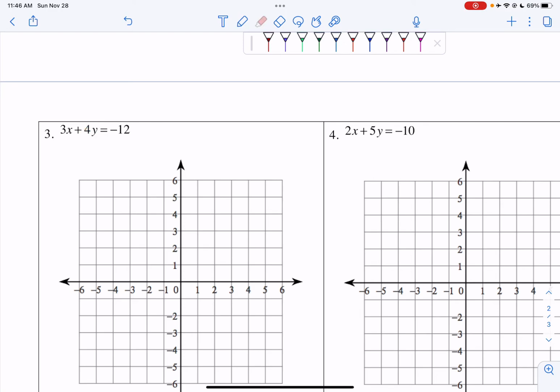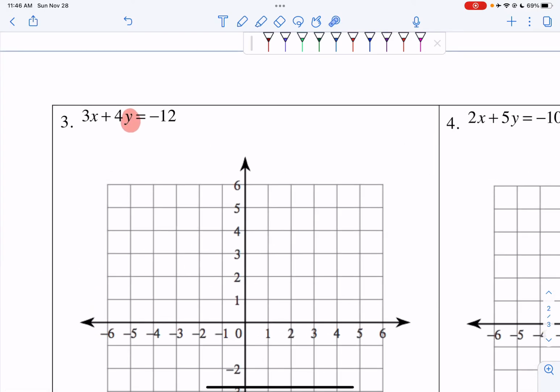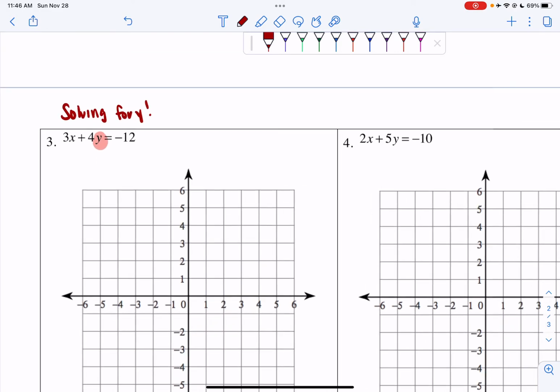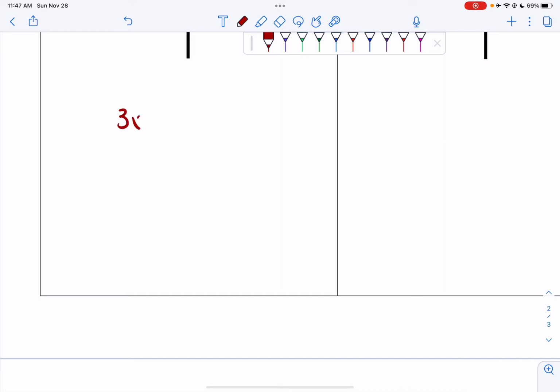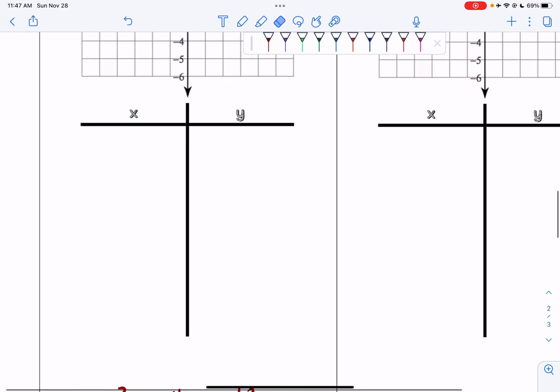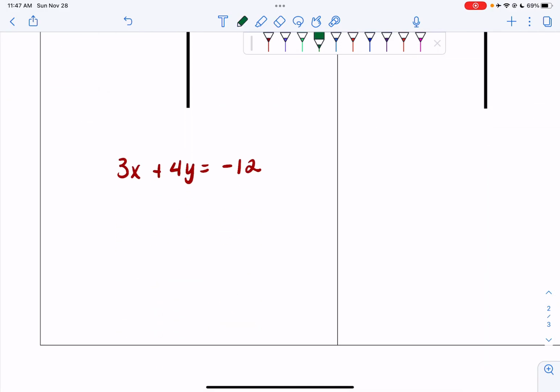Your y. So this is going to require algebra. So when we do these, we're going to be solving for y. So if I look, I have the equation 3x plus 4y equals negative 12, right? So I'm going to go down here. So I have 3x plus 4y equals negative 12. I'm going to go back up to double check. Yep, that's right. So I want to solve for y.